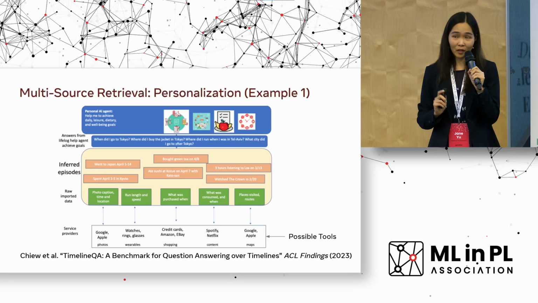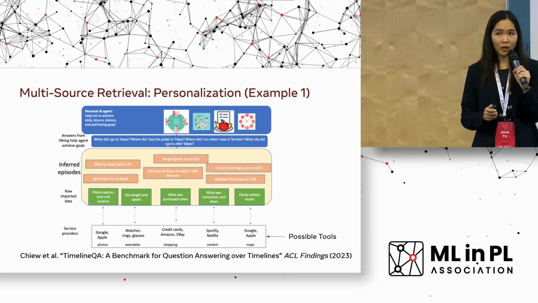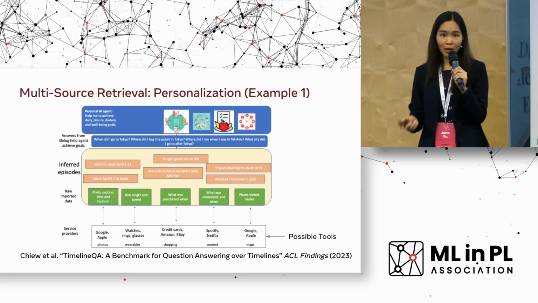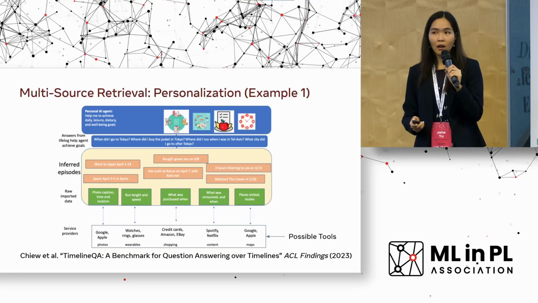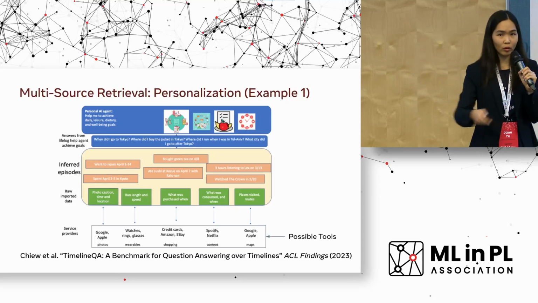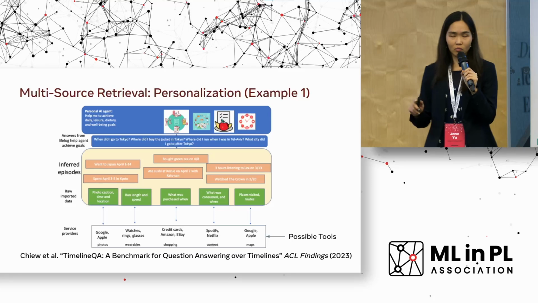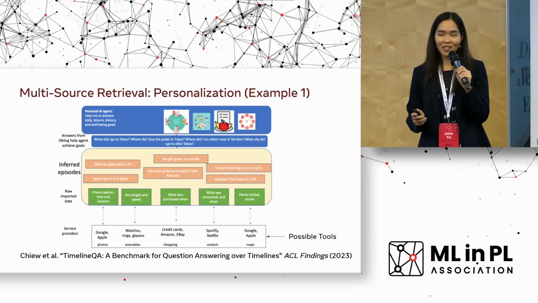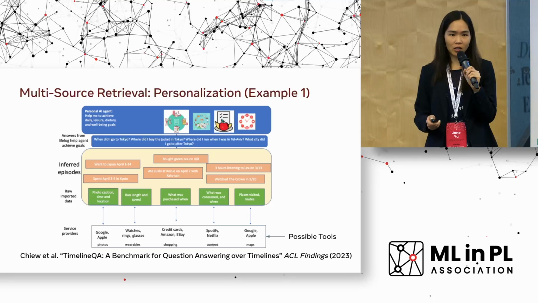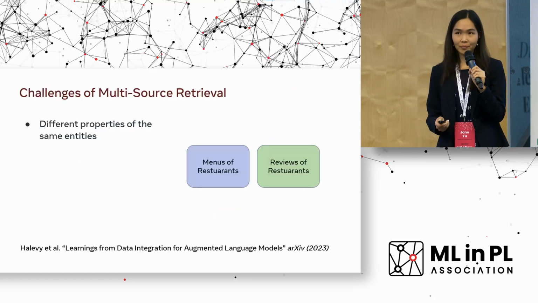And as we show in TimelineQA, a benchmark for question answering over timelines, which appeared in ACL this year, language models today are really, really bad at doing this temporal reasoning and being able to source from all of these multiple sources. And so this is definitely a challenge that remains for personalization.